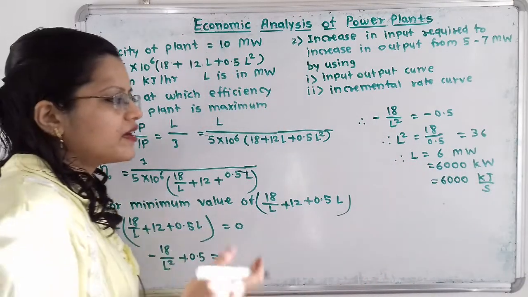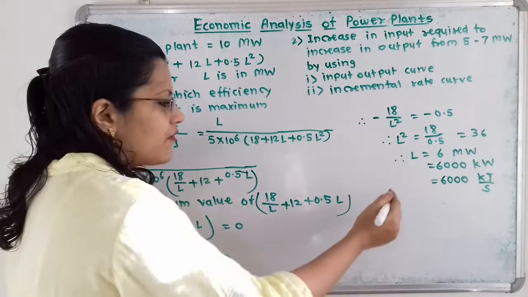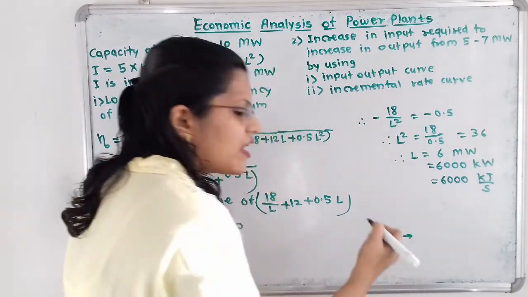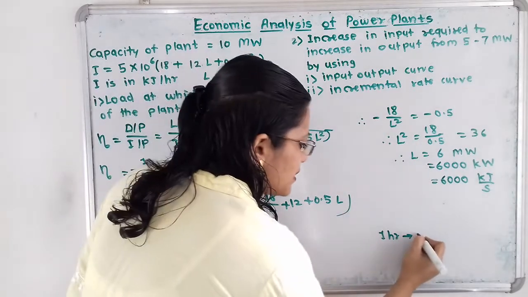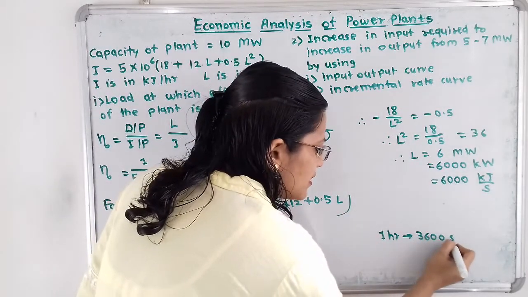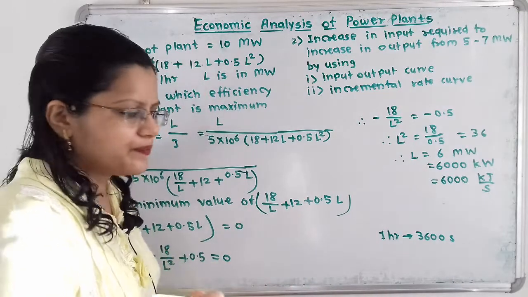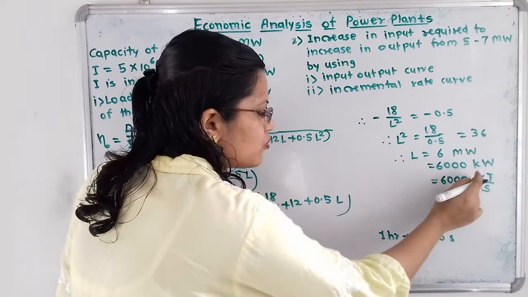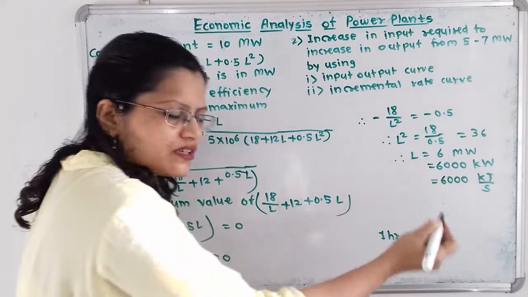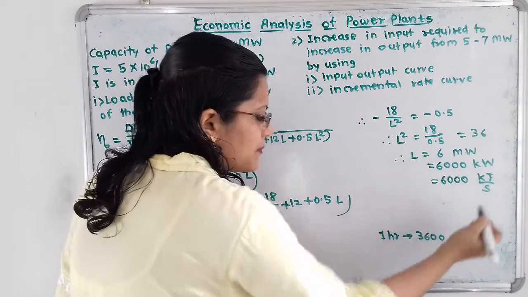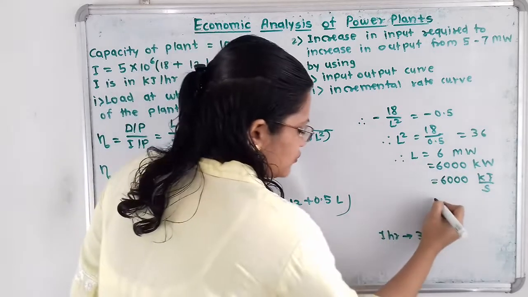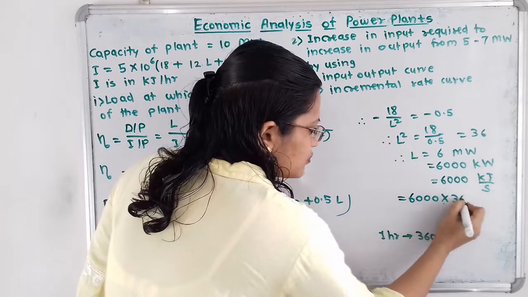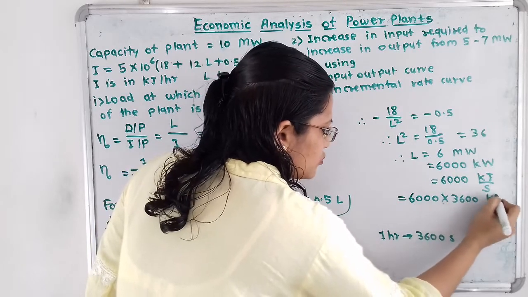So how to convert this? Because in 1 hour, total how many seconds are there? That is 60 multiplied by 60, that is 3600 seconds. So to maintain this value in kilojoule per hour, we have to multiply here with 3600, because seconds is in the denominator. So which is equal to 6000 into 3600 kilojoule per hour.